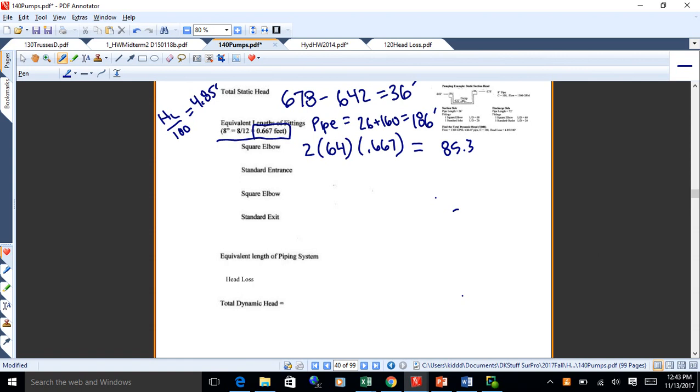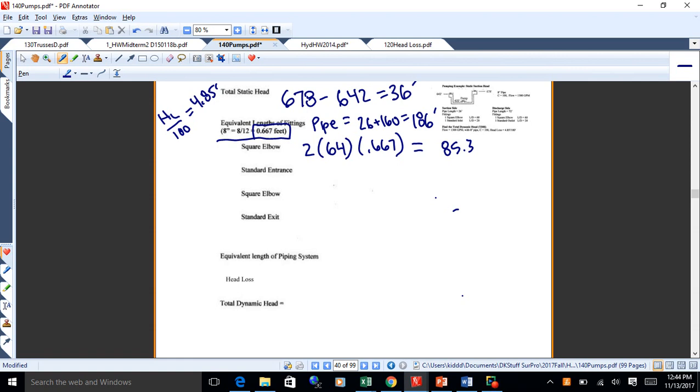We're good with that? So what that says is those two elbows will have the same head loss as 85.3 feet of pipe. That's what that means. So I'm taking the number off the chart, 64. I've got two of them, so I multiply it by 2, and then I multiply that by the diameter of the pipe in feet.